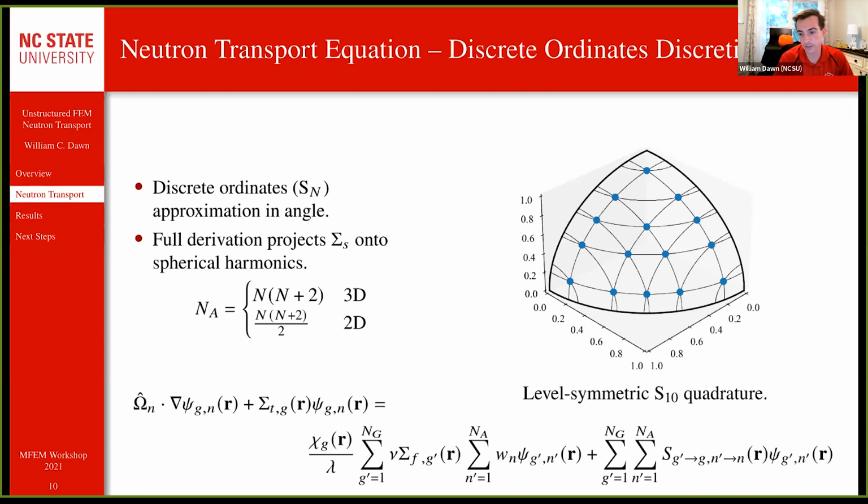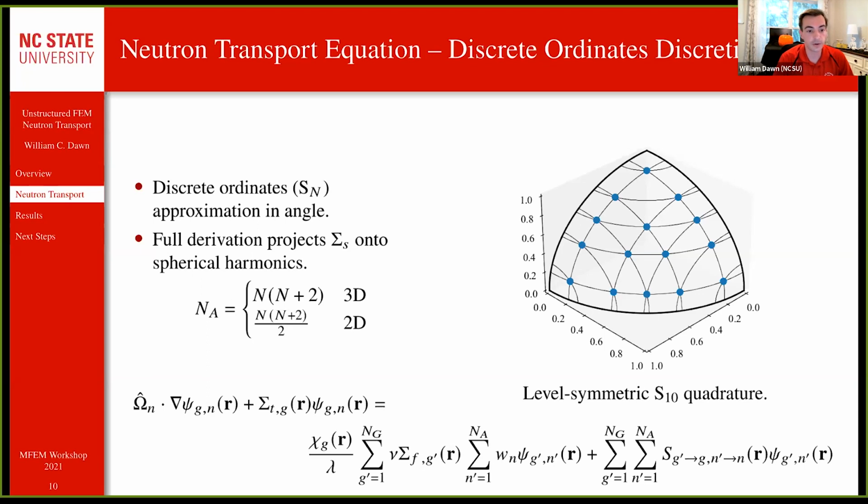This is what the transport equation ends up looking like after we discretize in energy and angle. You'll notice all of our integrals are gone. We have these summations now, and everything is just a function of position at this point. So that's great. So now we can toss it into an FEM framework.